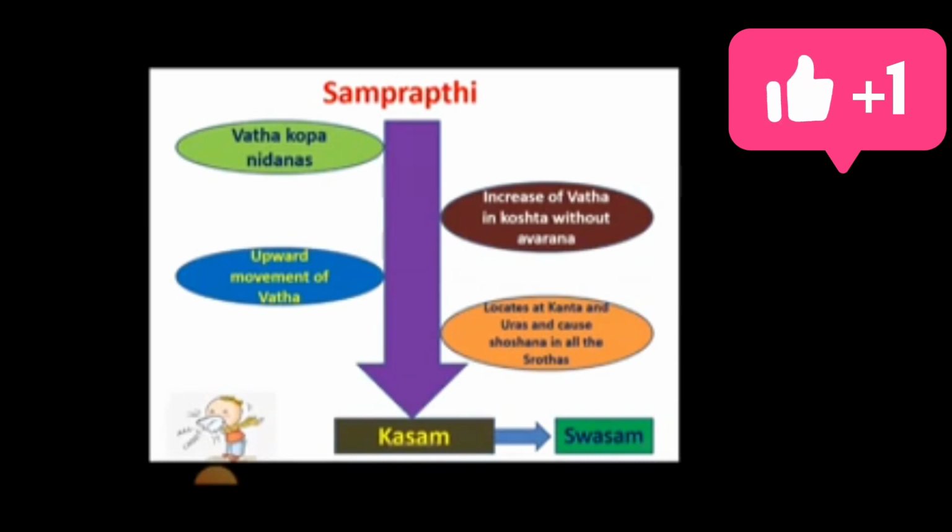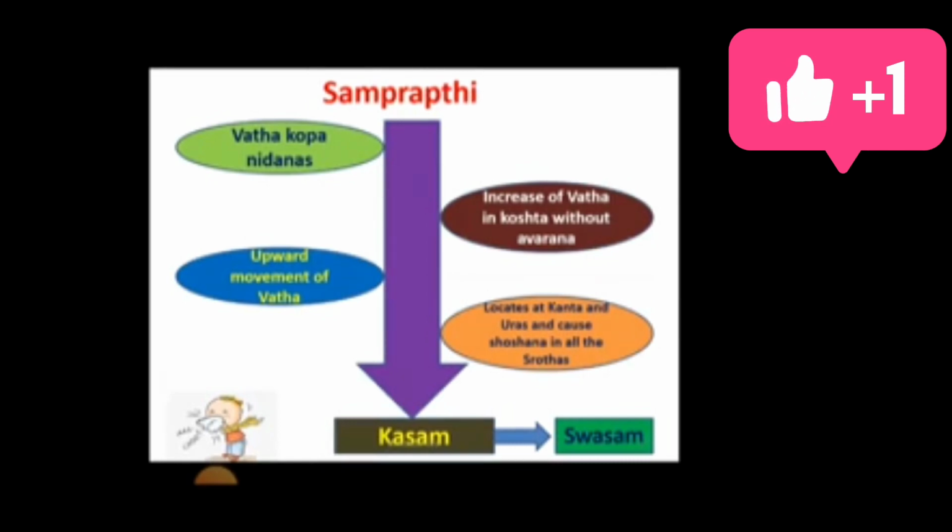This is why I told you that the first samprapti is very important. There are two types of samprapti: one, samprapti with avarana, and the other, samprapti without avarana. So here, in a case of typical Vatika kasa, there is absolutely no avarana, and thereby the treatment also differs from the other set.